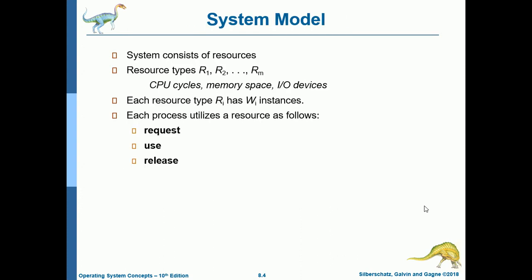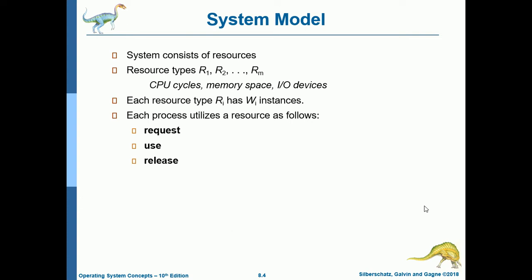So the system model. The system consists of resources. These are resource types, with the notation R sub 1, R sub 2, until R sub m. Examples of resource types available in a computer system are CPU cycles, memory space, and input-output devices. For these resource types, R sub i has W sub i instances. For example, in a computer system, the number of existing I/O devices is equal to 5. That's already an example of the W sub i instances.